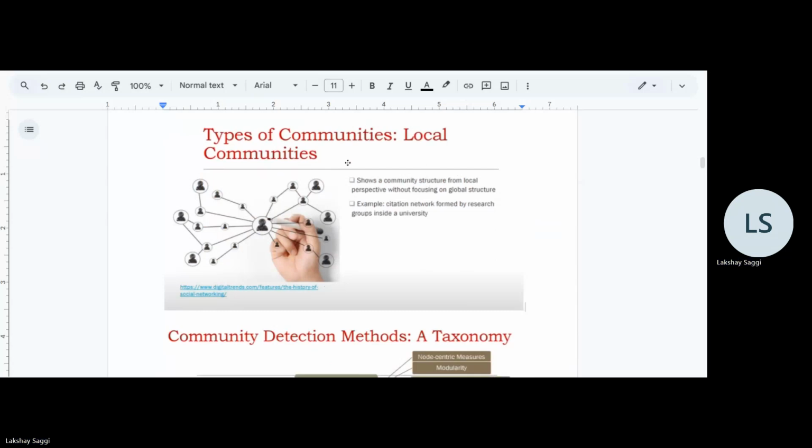So these are local communities, and there will be algorithms related to local community detection and so on. We'll come to this later.